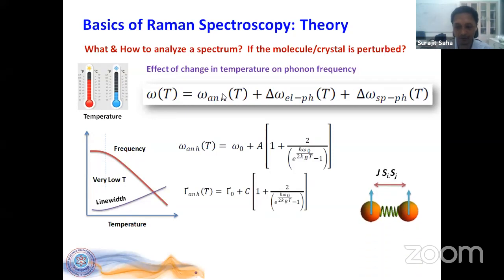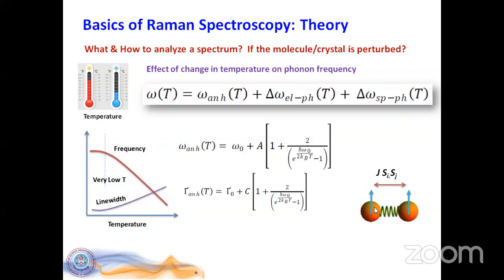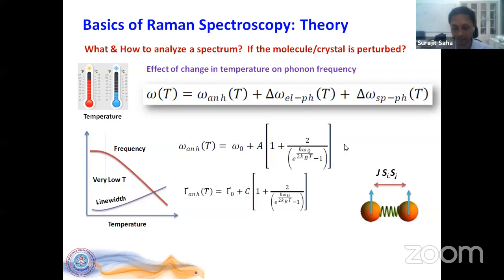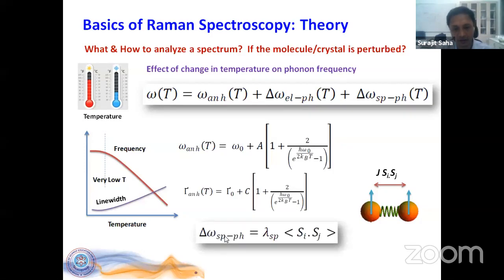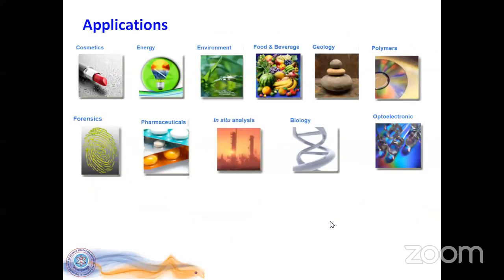But the important other aspects are, for example, if the molecule has a spin, then the spins would have an exchange interaction. That means I have a slightly different interaction between the two atoms, apart from the usual spring constant. And that would also amount to a change in the frequency, and that can be proportional to what you call the spin-phonon coupling constant, and this is basically the interaction term.